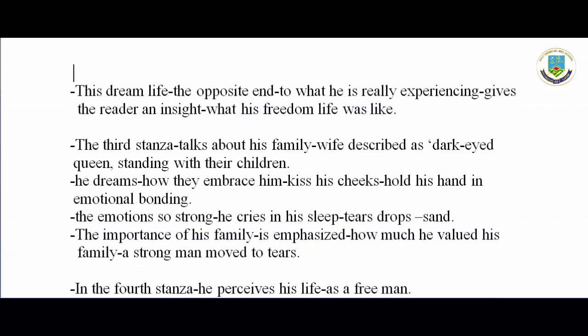Now, this dream life in the second stanza is the opposite end to what he is really experiencing. What he is really experiencing is a chained, bonded slave in the rice field. At the other opposite end, that is in his dream, he is a king, who is free in his native land, walking about in his beautiful native land where the river Niger flowed. He is taking a stroll beneath the beautiful palm trees. So this is the opposite end to what he is really experiencing.